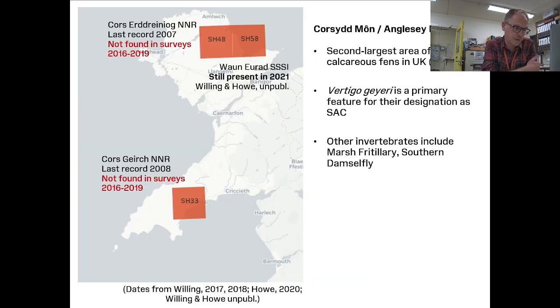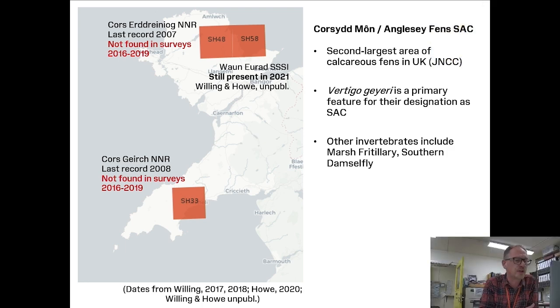So this is the map of all the known sites in Wales, and that Cwrs Gerch is at the bottom on Pen Llŷn. The other 2 sites are on Ynys Môn, Anglesey. It wasn't found again in recent surveys in Cors y Greiniog, but it has been found in Waun Eirad, if I've said that correctly. So it's still alive at Waun Eirad. So it's down to 1 site in Wales, and it really is on the edge. In recognition of that, this species has been used to define the special area of conservation in the Anglesey Fens. It's a primary feature for their designation.